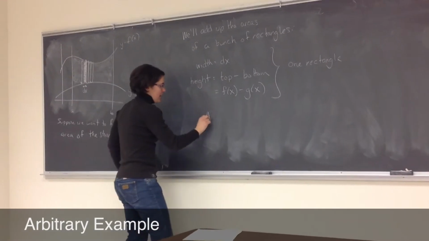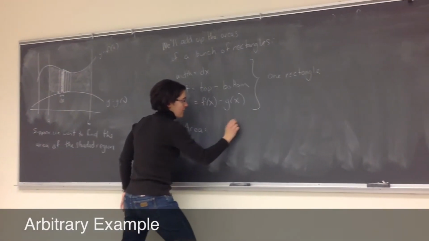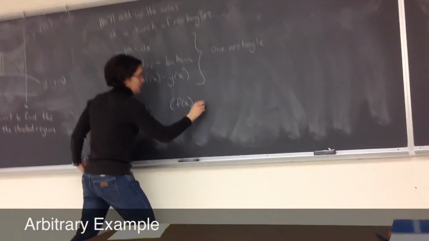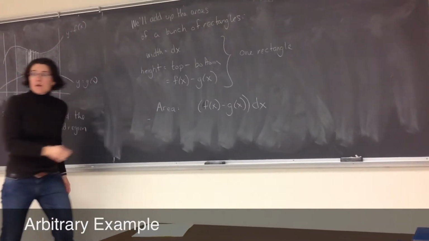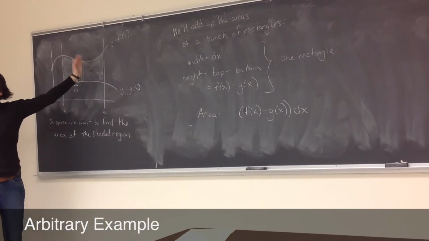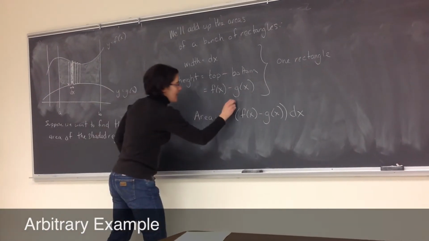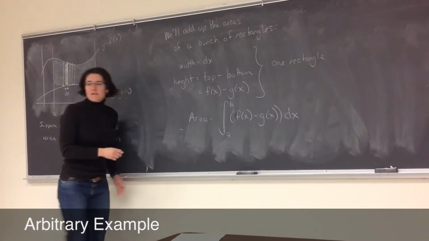And so our area is going to be to take the area of one rectangle, f of x minus g of x times dx, and then do that exact same thing for every single rectangle, figure out all those areas, add them all up, starting at an x value of a and ending at an x value of b.